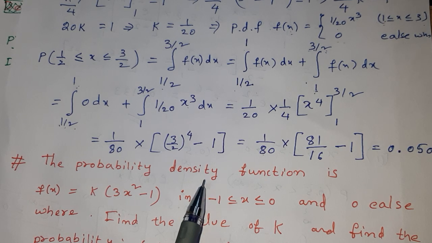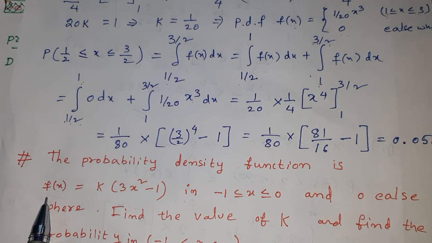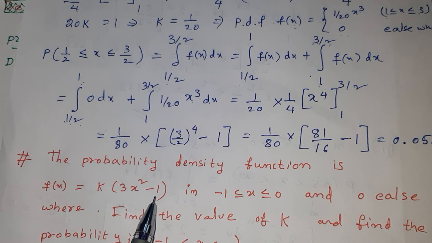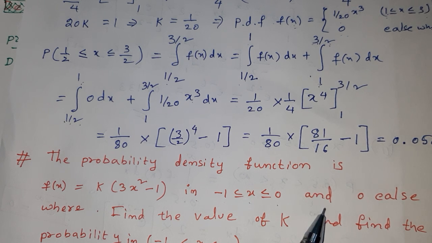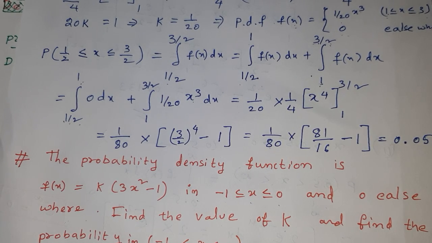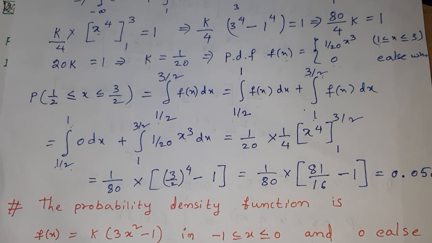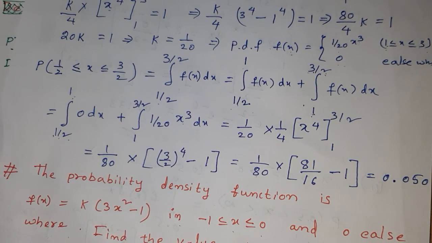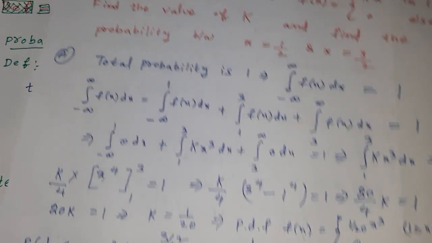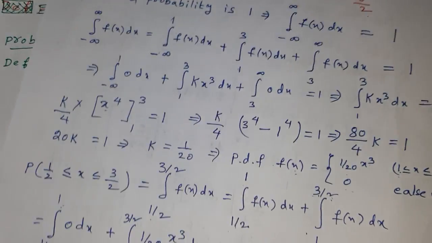The probability density function is defined as f(x) equal to k into 3x square minus 1 for minus 1 less than or equal to x less than or equal to 0, and 0 elsewhere. Find the value of capital K and find the probability for minus 1 less than or equal to x less than or equal to 0. Okay students, I am giving this problem to you as an exercise. Just like the previous problem, solve this also.